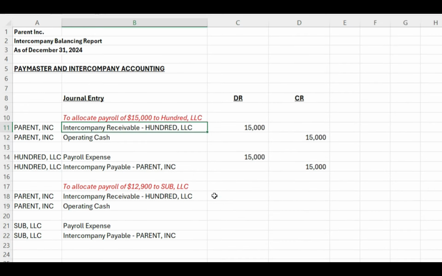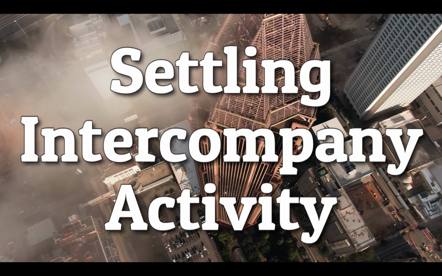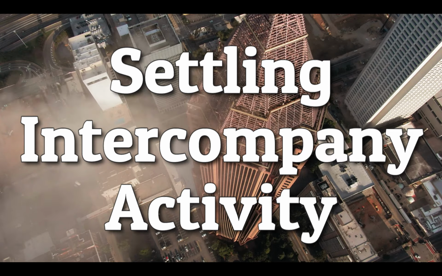In the example presented here, we are allocating payroll costs to two subsidiaries from the parent incorporated. Parent incorporated in this example is the paymaster, and these are the journal entries that are used to allocate the payroll costs coming out of the parent incorporated's operating account and then pushing down the expense to the subsidiary. And you can see the intercompany receivable and payable transactions that are happening when these payroll costs get allocated out to the subsidiaries.